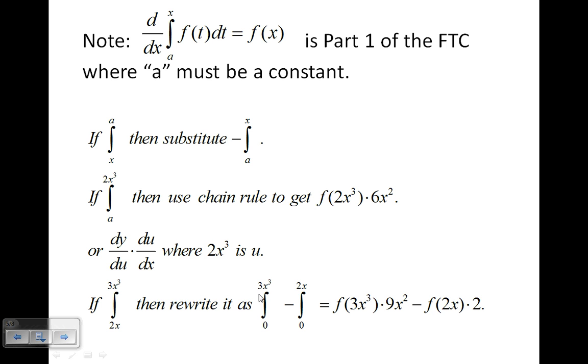So once you make the translation, rewriting this integral as being the same thing as this difference here, then I can go ahead and use my fundamental theorem part 1. So from constant to the variable here, this is going to be my function with the 3x cubed plugged in, and then chain rule times the derivative of that upper limit. Minus, and then this part here, use my fundamental theorem again. It'll be my function with the 2x plugged in, and then again times chain rule, derivative of the upper limit is 2.